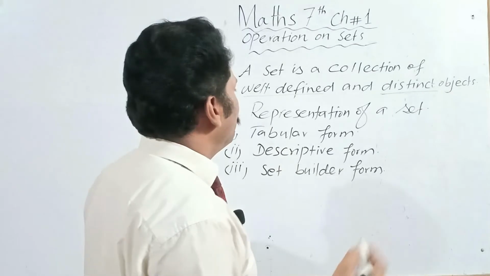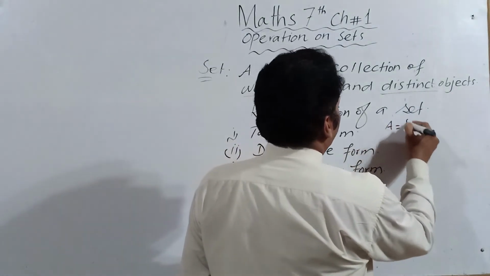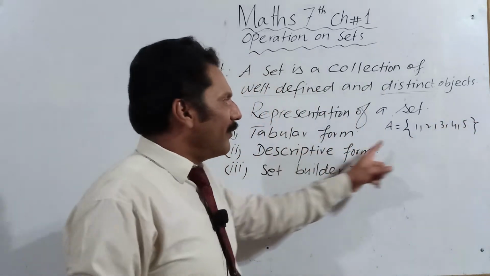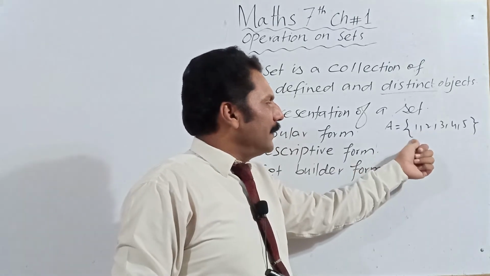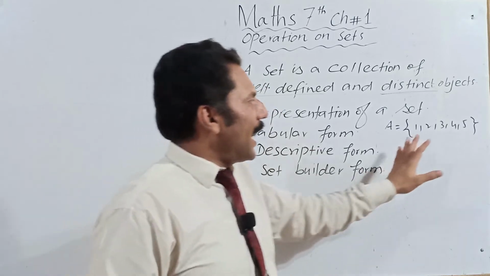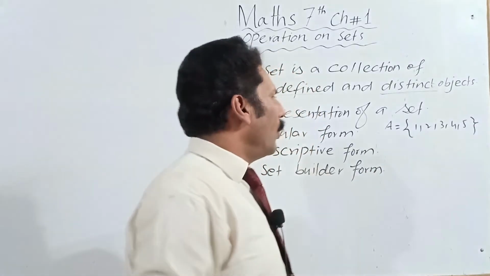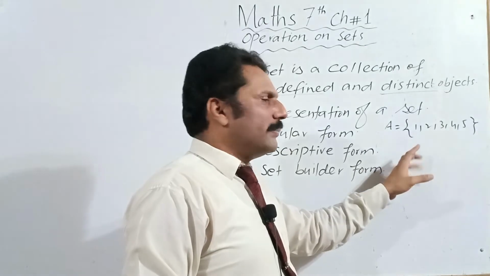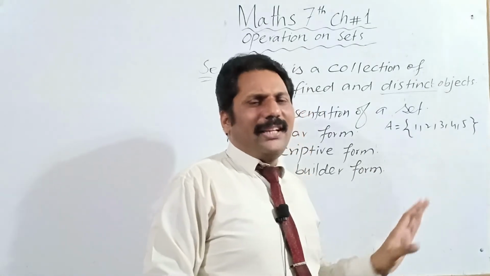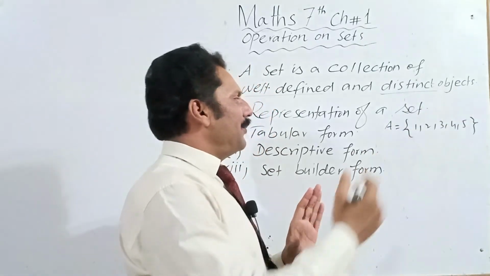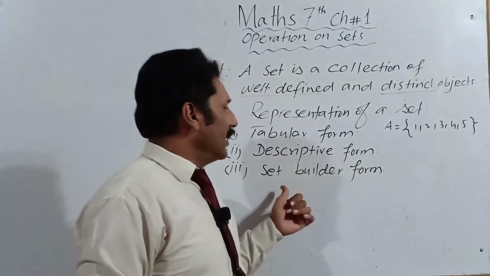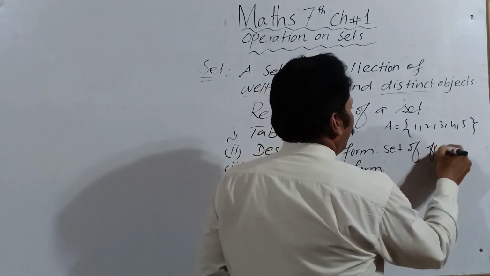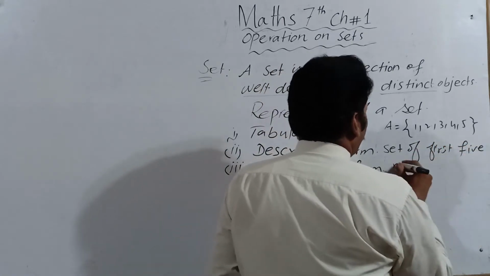Let's say there is a set A: 1, 2, 3, 4 and 5. This is tabular form because we have written all the elements within the brackets. I can describe it also in words. For example, I can say that set A is a set of first 5 natural numbers. If I write it in words, then it will be descriptive form.